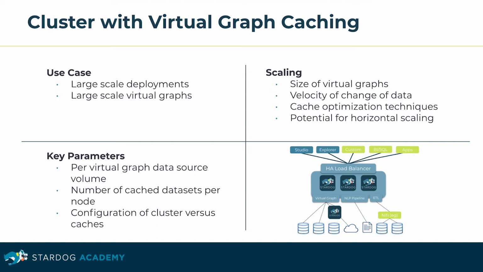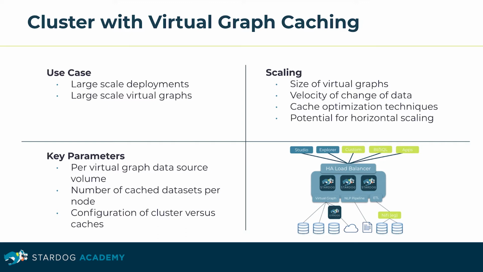Now, our scaling factors are going to follow in line with what we've previously discussed. However, we're going to look at the size of the virtual graphs as one of the key components here, and the velocity of change of data to understand if we need to have a virtual graph, a cache, or sometimes even both. There are several cache optimization techniques to have, from running a single standalone Stardog node as a cache target to collapsing that cache into the cluster. And altogether, this presents the opportunity for horizontal scaling.